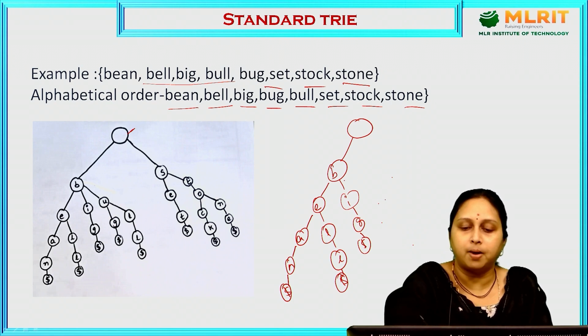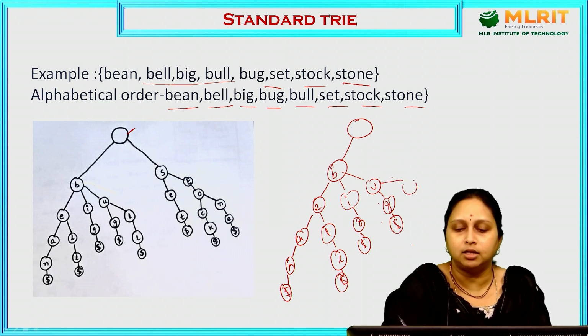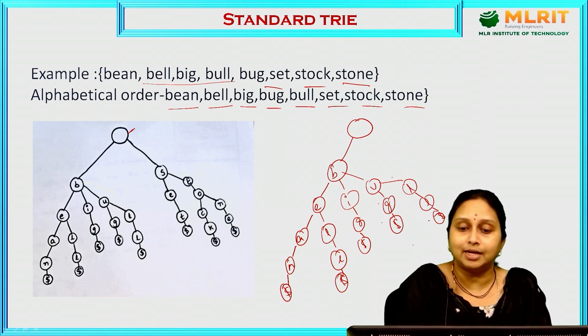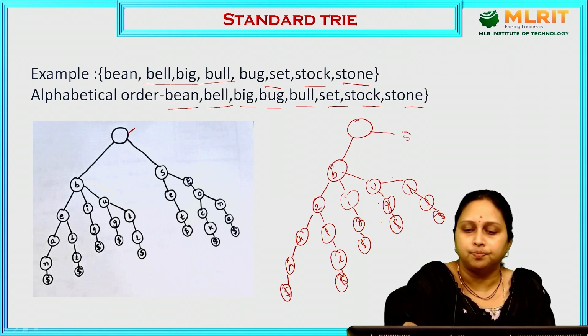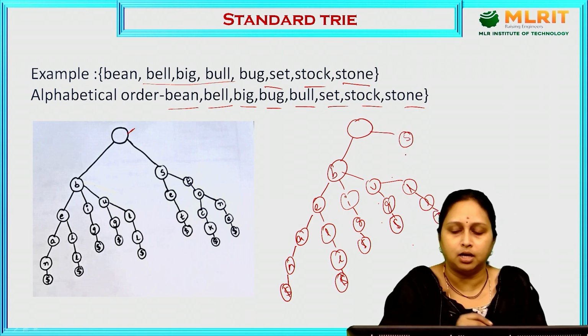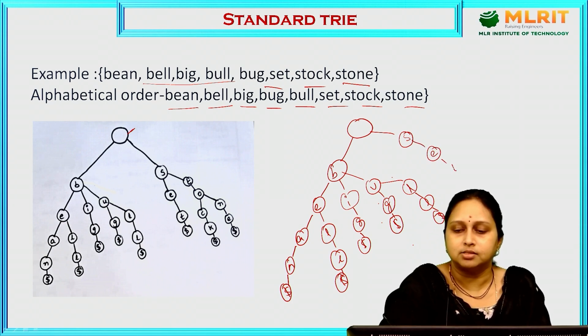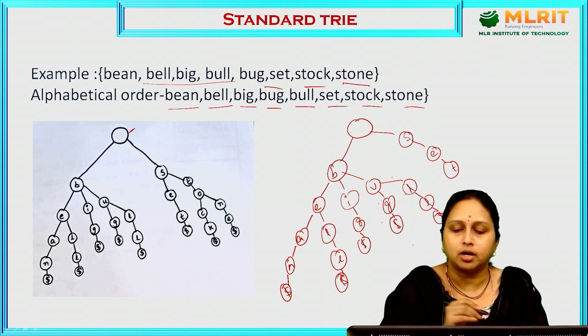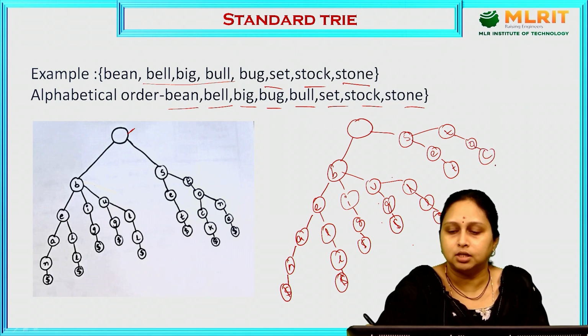Next we have bug, BUG, and end with $. And bull, already you have BU. The remaining characters we need to represent with a new node, right? And set, this starts with a new character, that's why we need to represent it separately. SET, set. Then we are going to have stock. S is already started. From there we need to represent stock, STOCK, and at the end we need to represent the $. That represents the end of your string.